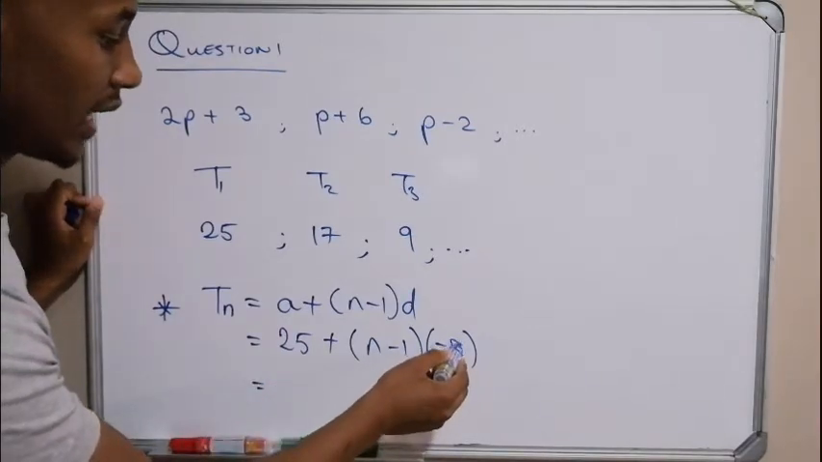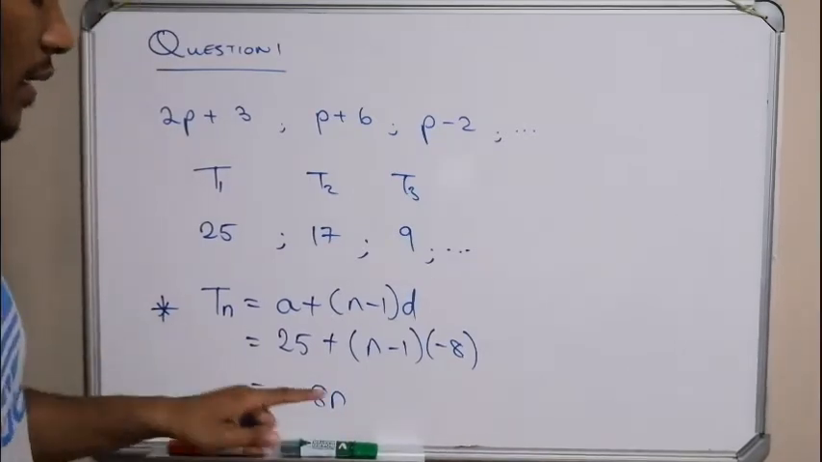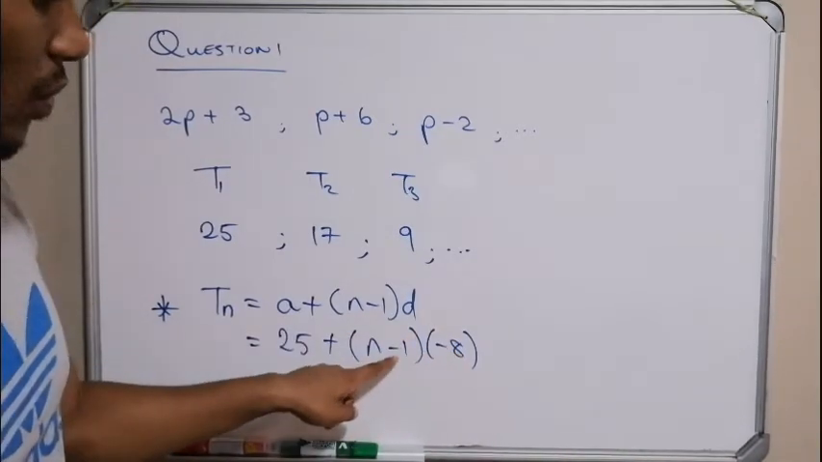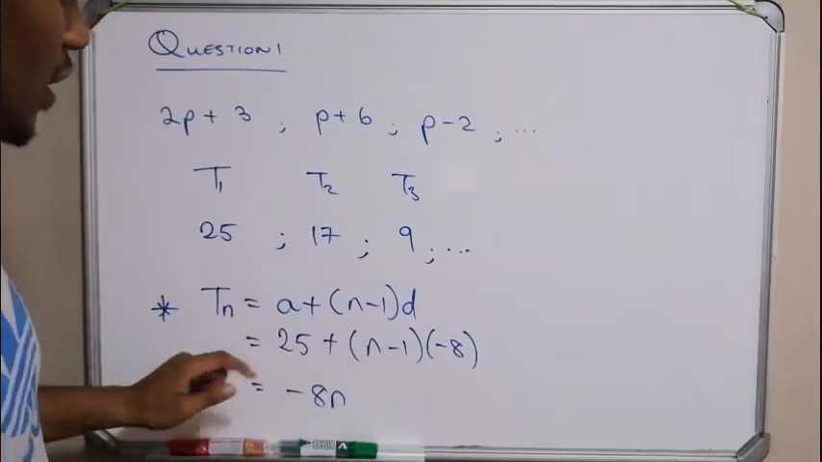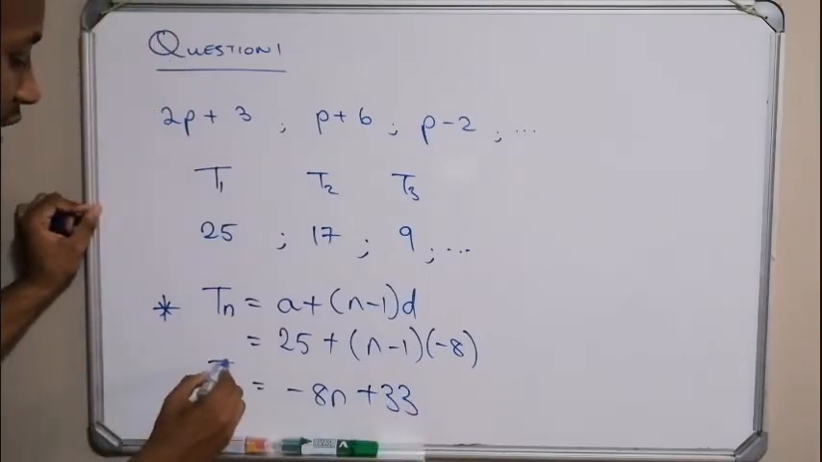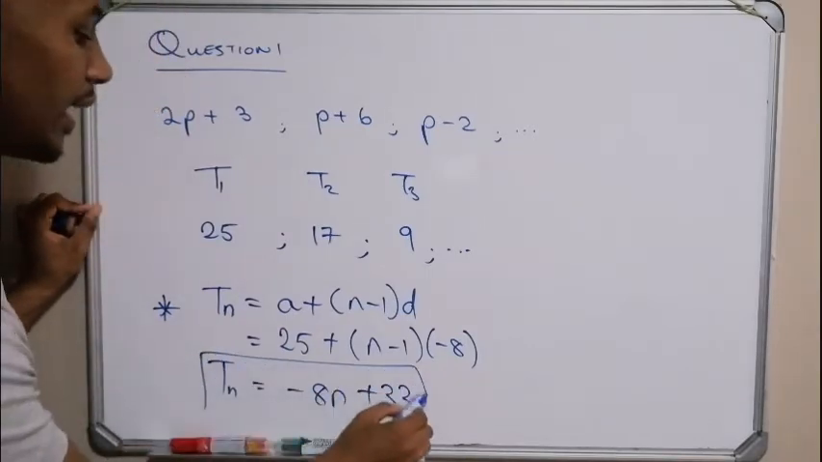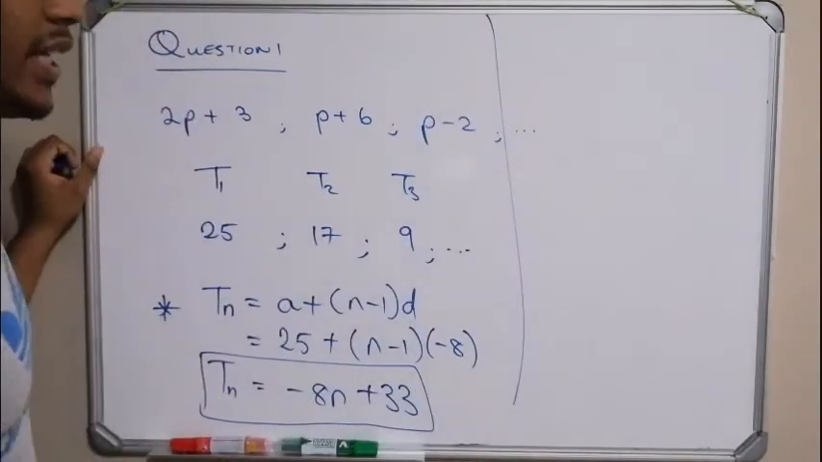Okay, so the negative 8, once you multiply it in, we'll have a negative 8n. Negative 8 times the negative 1, that gives us a positive 8. We'll have to add that to the 25, and that should give us 33. Okay, so here we can conclude that Tn, which is our general formula, is equal to negative 8n plus 33.